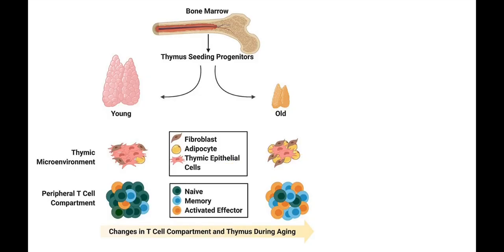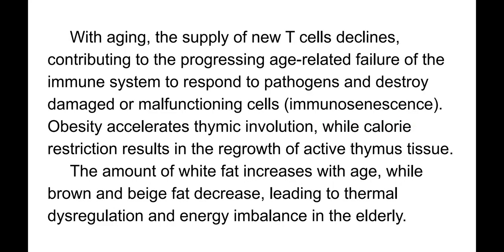Next, we see that bone marrow also degenerates, and we have accumulation of fat inside the bones and inside the bone marrow, the same as in the thymus. Okay. So with aging, the supply of new T cells from the thymus declines, contributing to the progressing age-related failure of the immune system to respond to pathogens and to destroy damaged and malfunctioning cells. So it has the name immunosenescence.